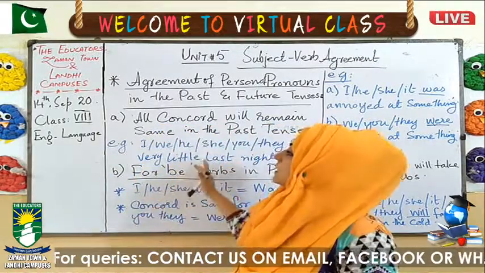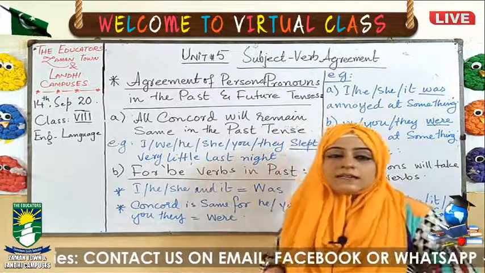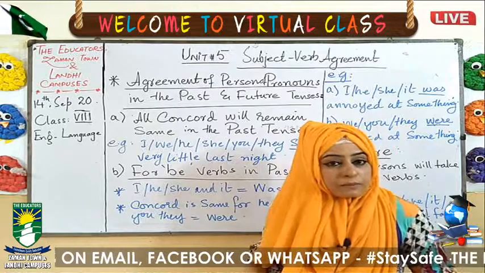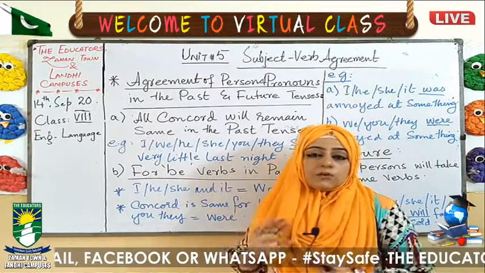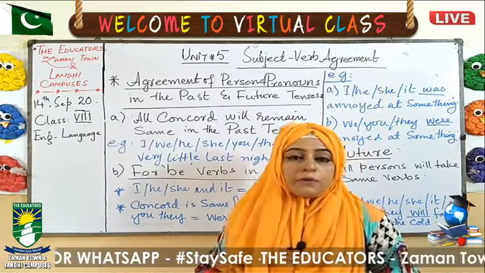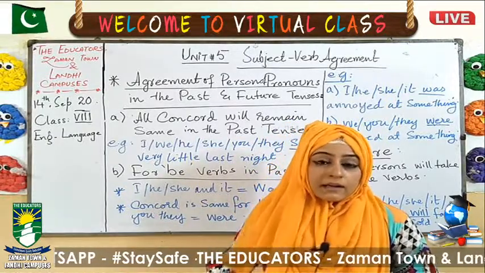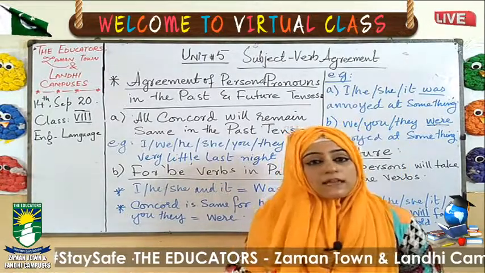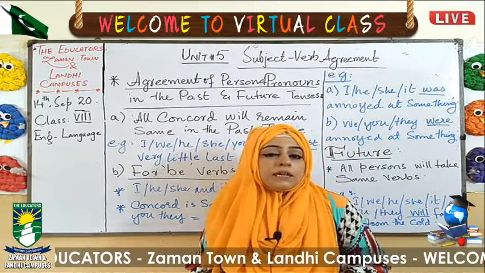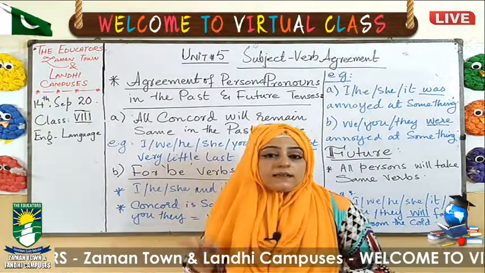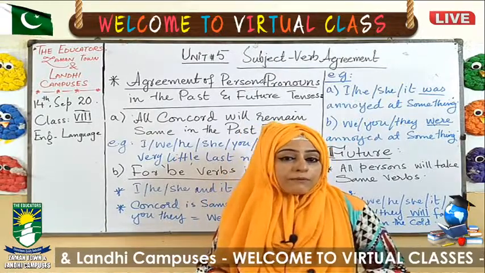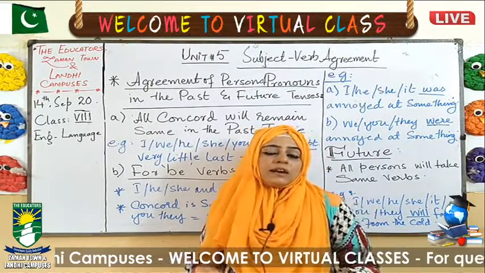As we have discussed for the past tense, in the past tense we have two categories, with the be verb and without the be verb. Without the be verb, we don't have to be confused about anything. We just put the second form of the verb. But if we come across a sentence in which the be verb is present, and the be verbs for the past tense are was or were, and I am just repeating again what the be verbs are. I am frequently using this word be verbs.